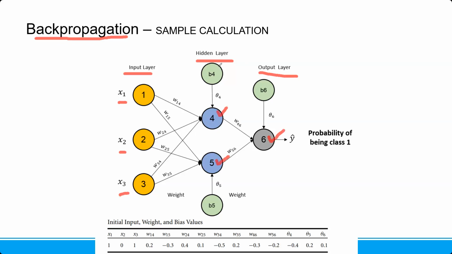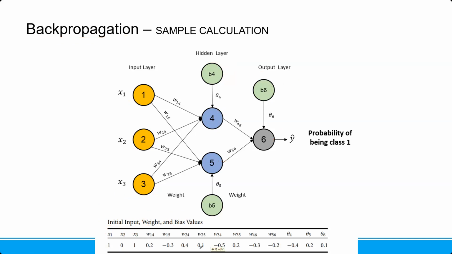For every node, we have the bias and another bias. So this initial input is given, the initial weight is given, and the initial bias is given. So this information, if you can see, the x1 will be 1, x2 will be 0, x3 will be 1. So this is started with 1, 0, and 1.